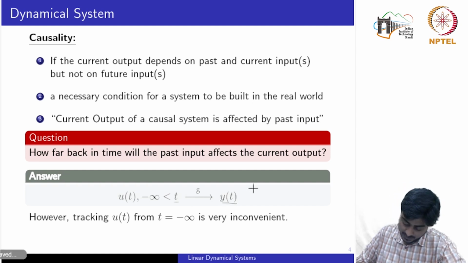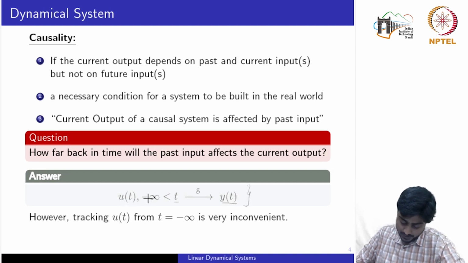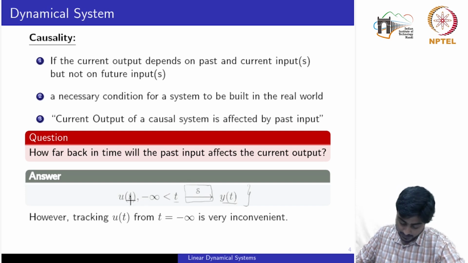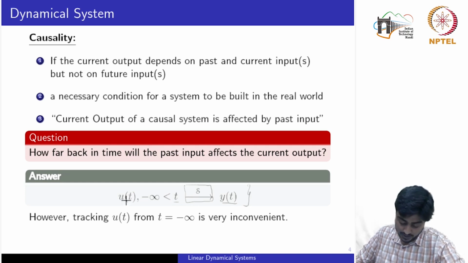Now this representation we would be using a number of times. This means that the u of t is applied to a dynamical system which yields the output y of t. Now here it says that to compute the output at time t, we need the information of the control input starting from minus infinity up to time t.